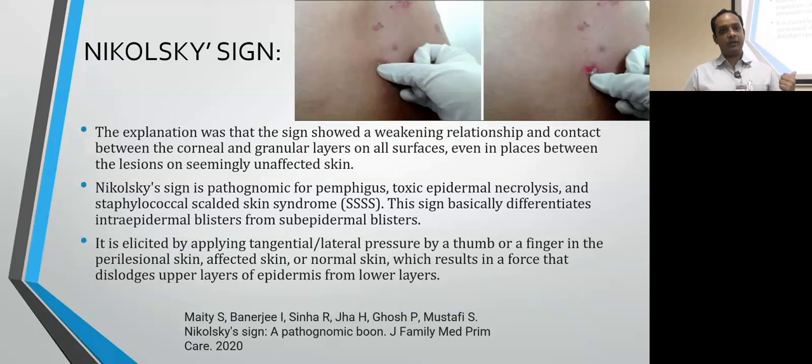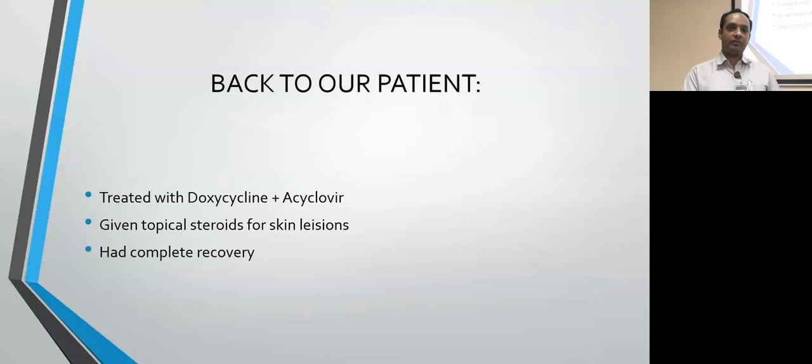Versus something like erythema multiforme, which is subepidermal, between the dermis and epidermis, where the fluid collects, the bulla wall is a little bit thicker. It won't easily peel off. So that is the main important differentiating factor between these two. This is a pathognomonic sign of intraepidermal keratinolysis, versus erythema multiforme, which does not have this, being a subepidermal keratinolysis.